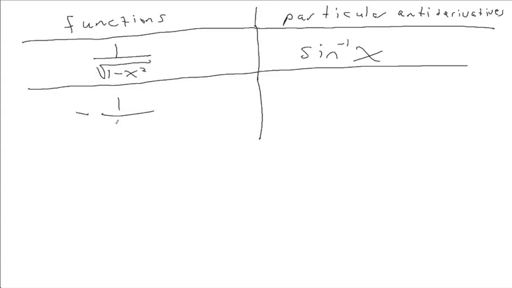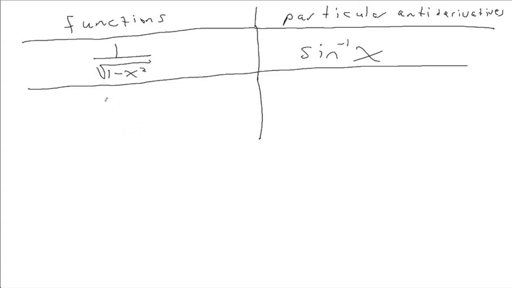-1 over the square root of 1 minus x squared. And that particular antiderivative is inverse cosine of x. Yeah. Now that I think about it, though, we won't really be needing that. Okay. I could have simplified our life here. So what's the other function we can use?